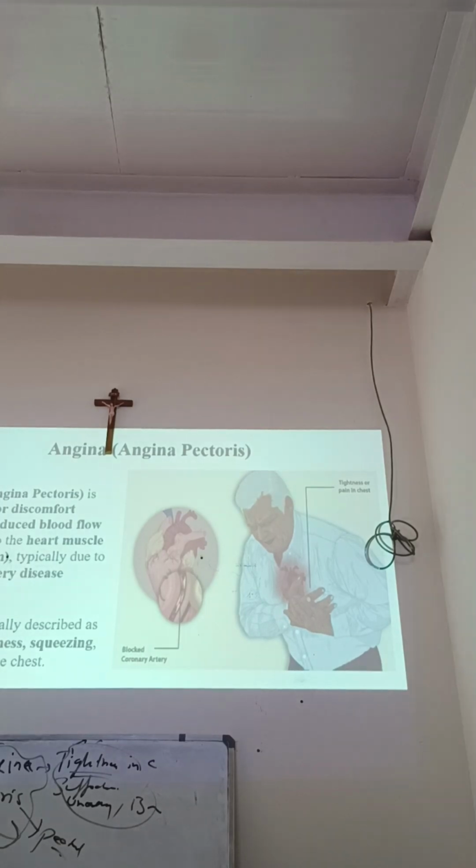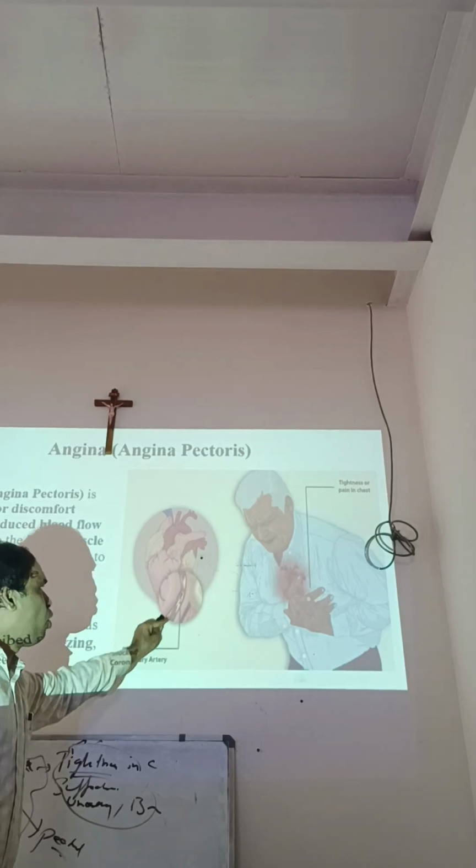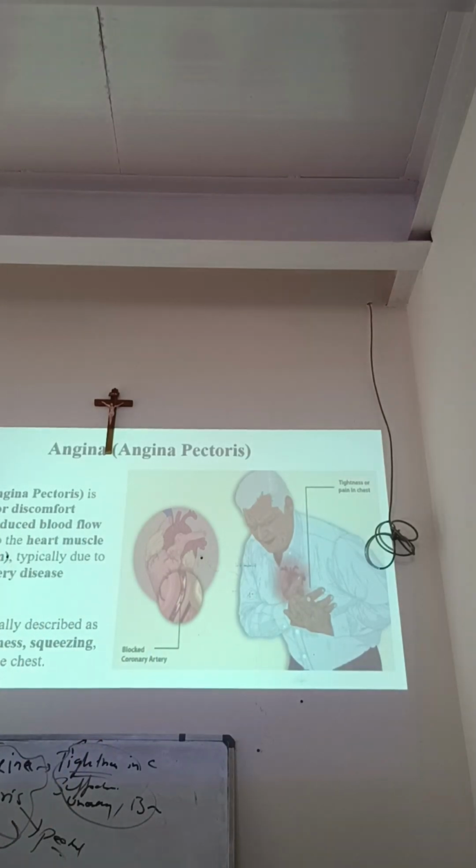In angina, there is chest pain or discomfort caused by reduced blood flow, ischemia, to the heart muscle, the myocardium, typically due to coronary artery disease, CAD. You can see there is an atherosclerotic plaque, fat. So this part of the heart is not receiving blood because there is a blockage, or your platelets will come and clot there. The pain is usually described as pressure, tightness, squeezing or burning in the chest region.